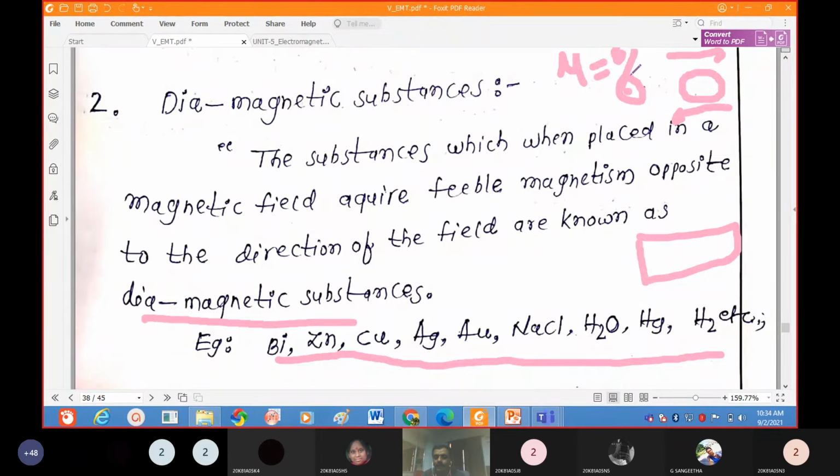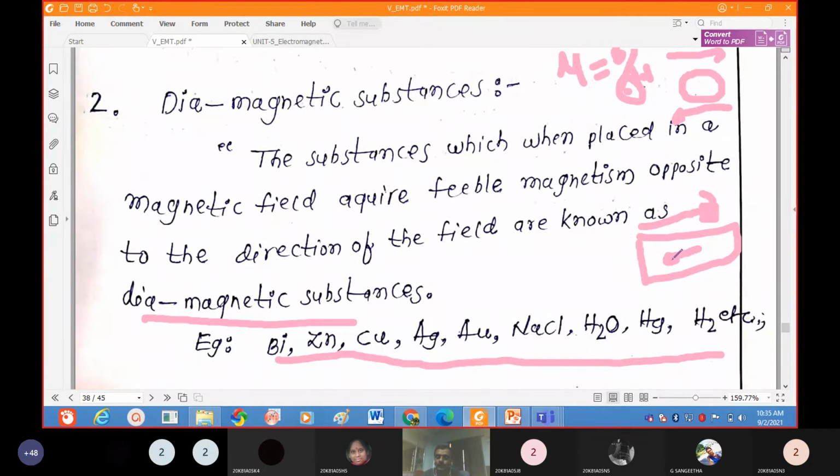Now, what is H? H is the applied magnetic field, in this direction. B is the induced magnetic field inside the material, in this direction. That means both are in opposite directions. That's why the value will become negative.